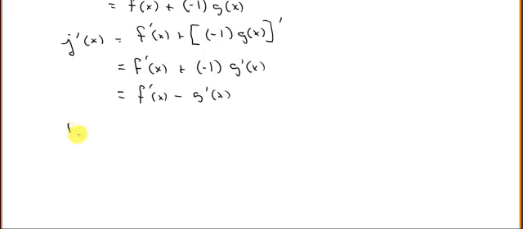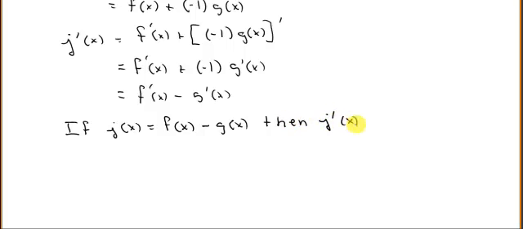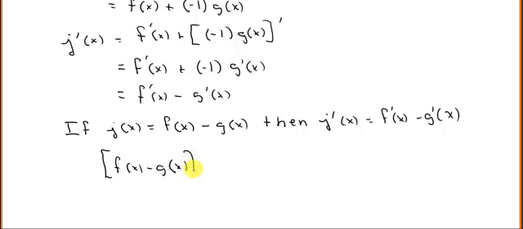So if j of x is equal to f of x minus g of x, then j prime of x is equal to the derivative of f of x minus the derivative of g of x. Or, writing this in this somewhat perverted notation, the derivative of f of x minus g of x is equal to f prime of x minus g prime of x.